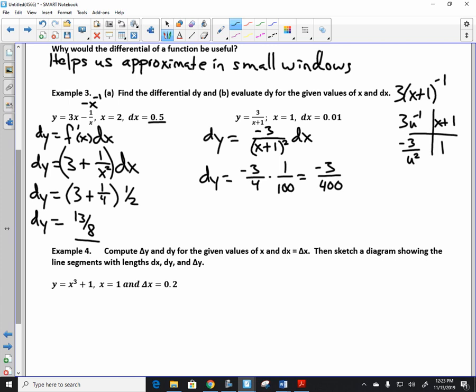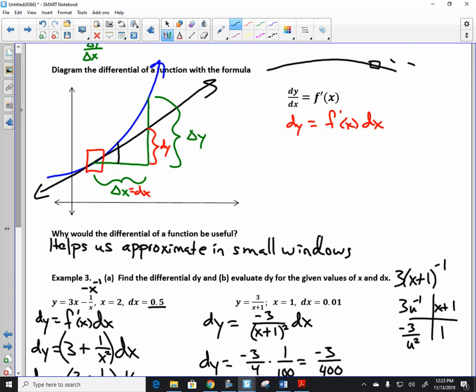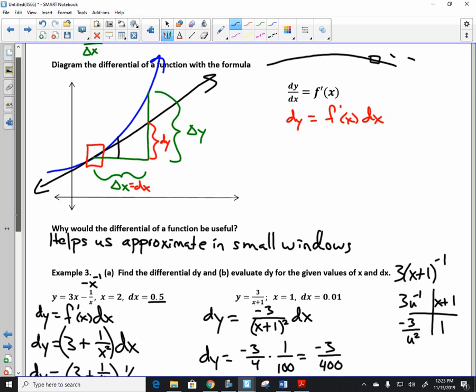That means if x changes 100th, then y changes approximately negative 3 over 400. Again, it's not the exact amount of change. Just recall, again, the exact amount of change would be delta y. We're finding dy. That's the amount of change in the y. You're going to see the application in real life here coming up not too long.